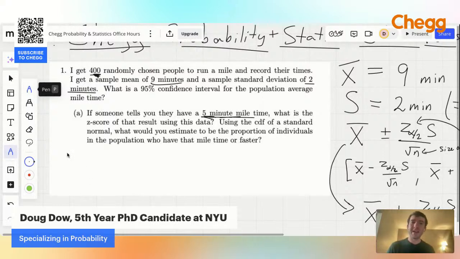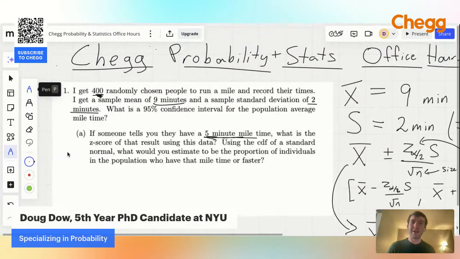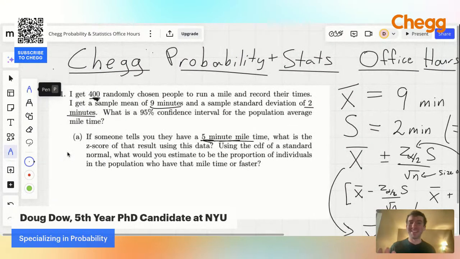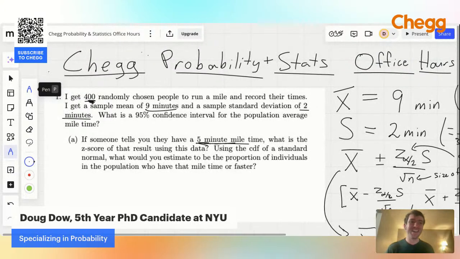As a disclaimer, this data I've totally made up. This isn't based on real life. I think there's some truth to it, but don't go home telling people that this is a real study that's been done. We're just doing this for practice.